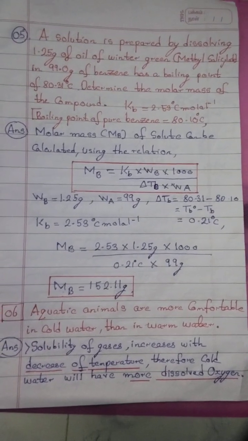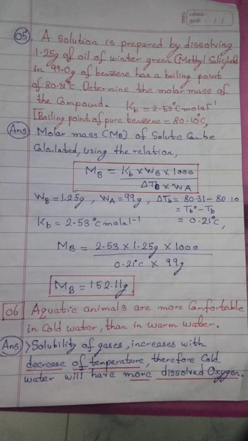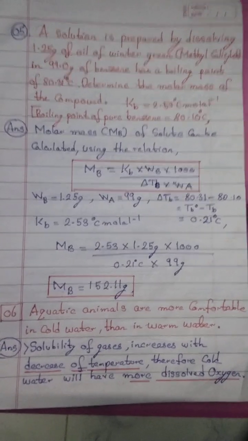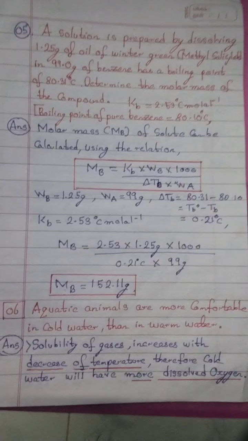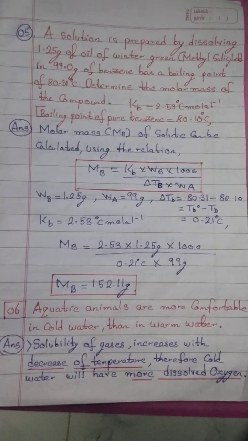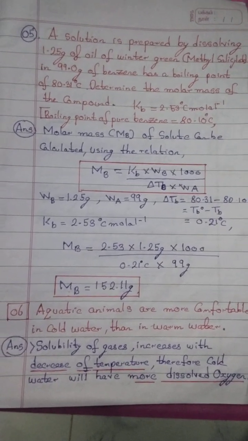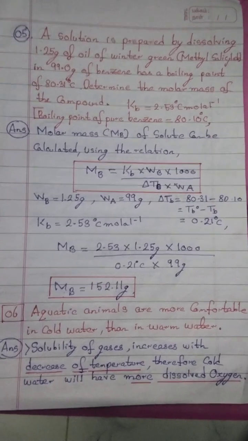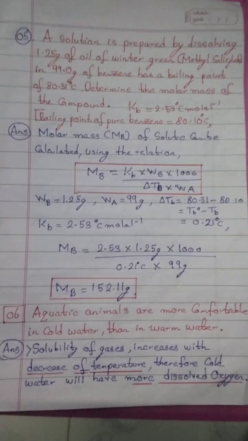Aquatic animals are more comfortable in cold water than in warm water. Why so? The simple answer is that solubility of gases increases with the decrease of temperature. Therefore, cold water will have more dissolved oxygen. That is, in cold water, there is a decrease of temperature.